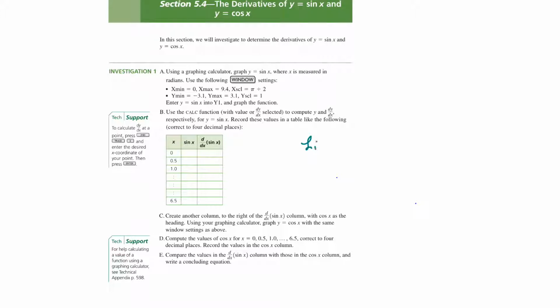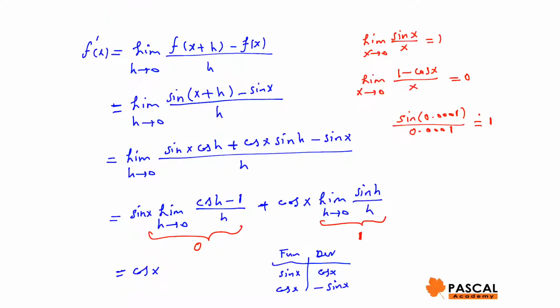We can use a table of values and show the limit of sine of x over x as x approaches 0 is 1. Knowing this, we can find the derivative of sine of x using first principle. If f of x is sine of x, f prime of x would be the limit of sine of x plus h minus sine of x over h as h approaches 0.